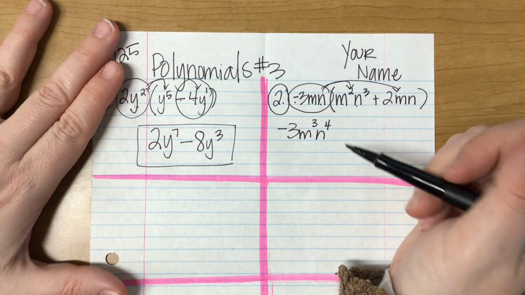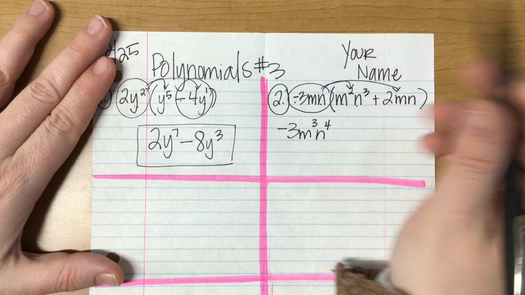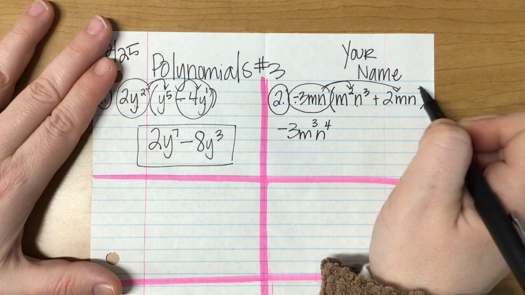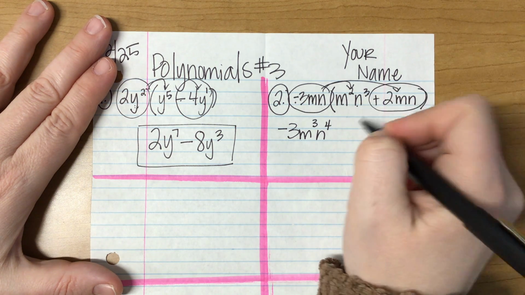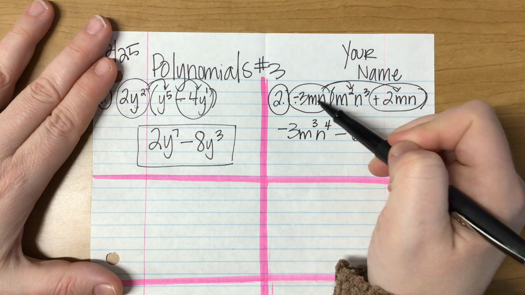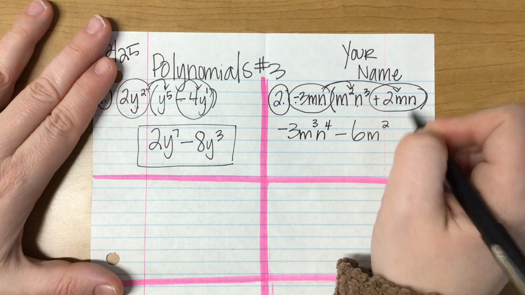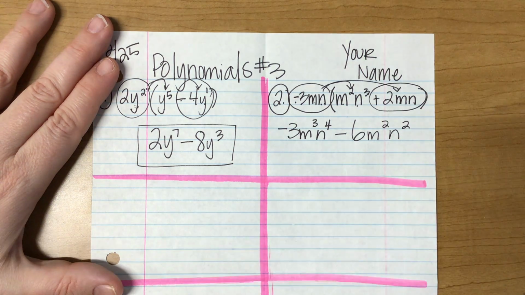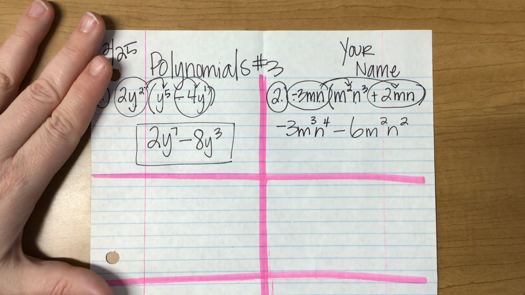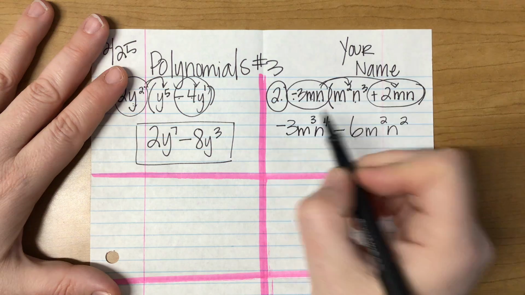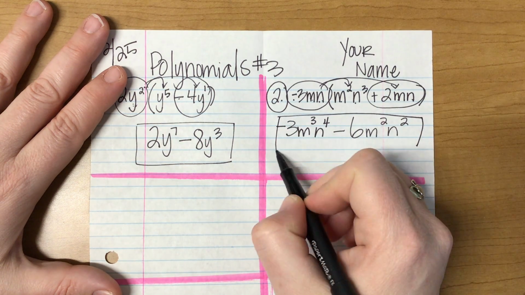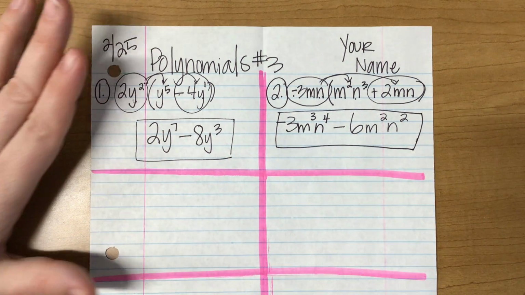Okay, continuing on. 3 times 2 is 6. M times m is m squared. N times n is n squared. And I'm done. They are not like terms. They stay apart. They can't go together.